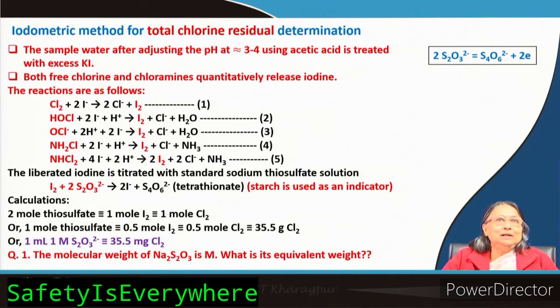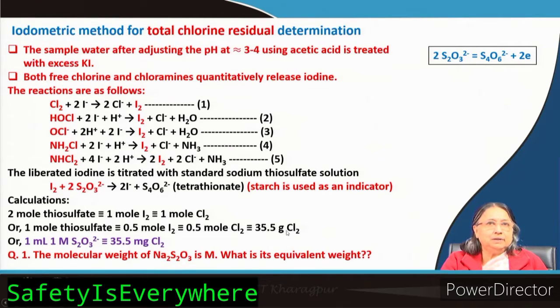So, in the calculation we can see here that 2 moles of thiosulfate is equivalent to 1 mole of iodine. You can see the balanced equation. So, 1 mole of iodine is equivalent to 1 mole of chlorine. Here you see 1 mole of iodine is coming from 1 mole of chlorine. This is the beginning of the calculation. After that we can write that 1 mole of thiosulfate is equivalent to 0.5 mole of iodine, 0.5 mole of chlorine.